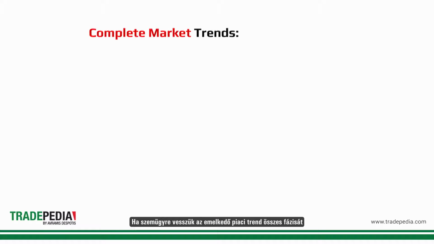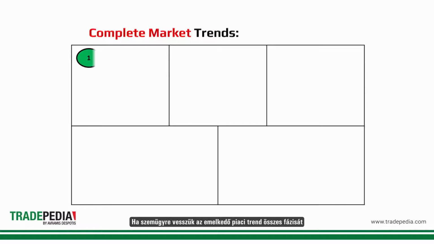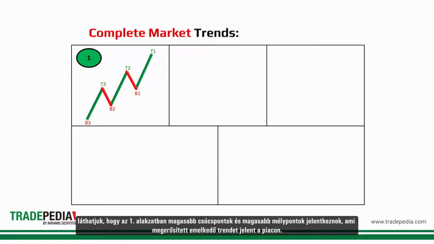If we were to look at all the phases of the uptrend in the market, in pattern number 1, we have higher tops and higher bottoms, a confirmed uptrend in the market.